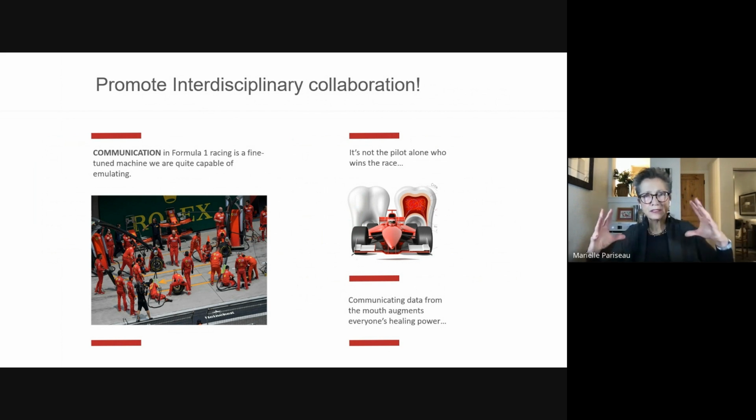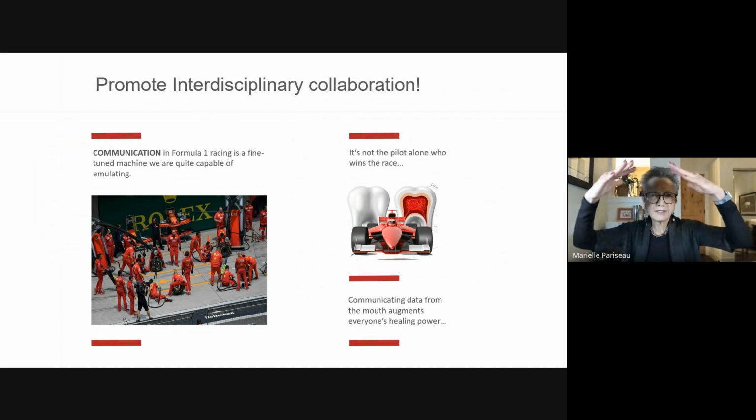And of course, the team that has the best communication system and the best engineers and the best of everything usually wins. It's not just the pilot that wins the race. Just like physicians on their own and without data from the mouth are not able to heal their patients. Communicating data from the mouth augments everybody's healing power.